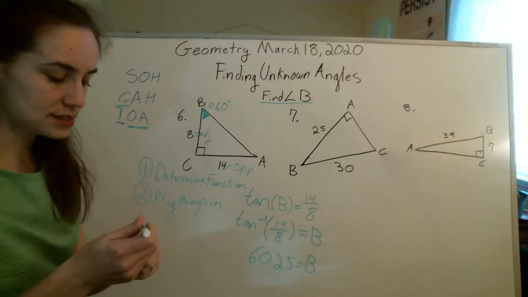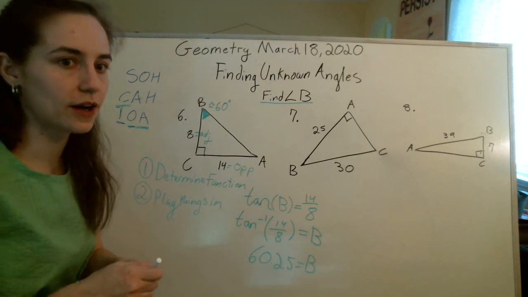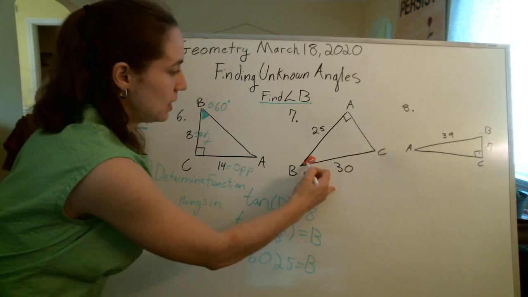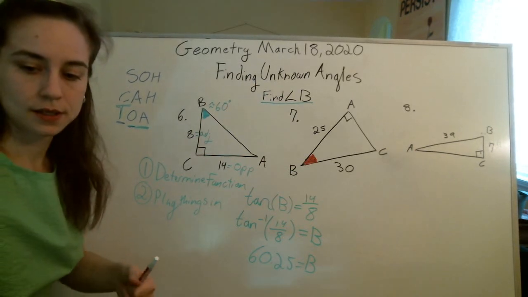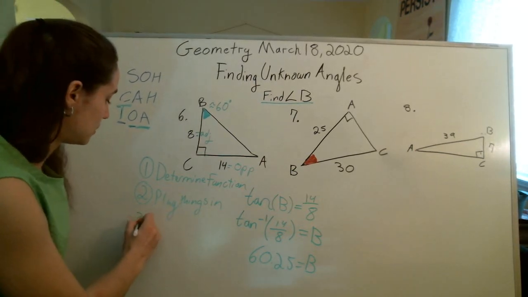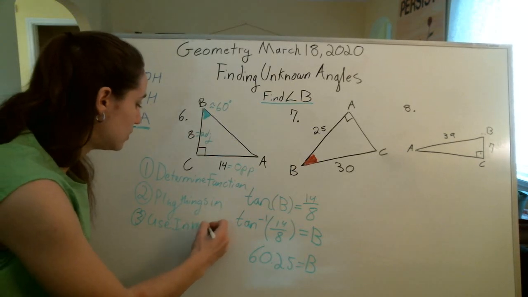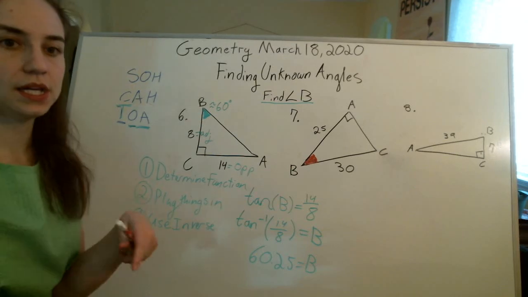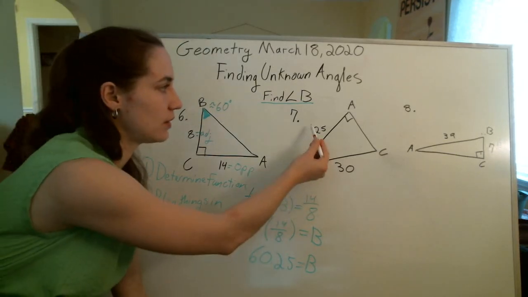All right, so let's look at this second problem. It's not quite the same as the first, but again, we're looking for angle B. Here's angle B. Color it in. So again, first step is going to use inverse. For angle B, we're going to determine which function we need. So right here, we're given this angle, and we're given these two pieces.